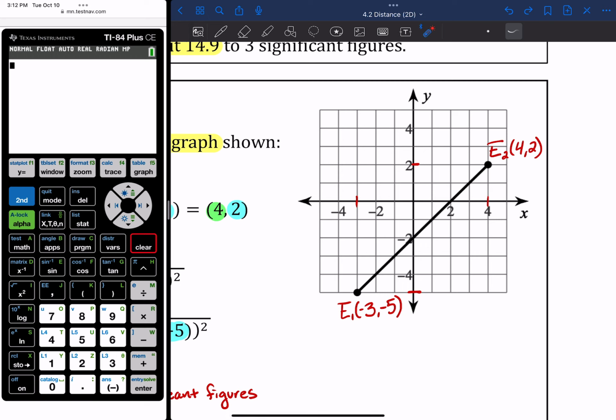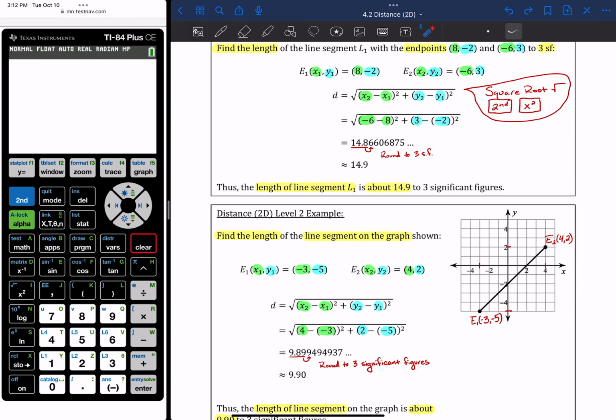What I need to do is label my endpoints. I'll make this one E1. So the x component is -3. The y component is -5. That's how I get this right here. Then the other endpoint is E2, and its x value is going to be 4. The y component is going to be 2. So I have my two endpoints.